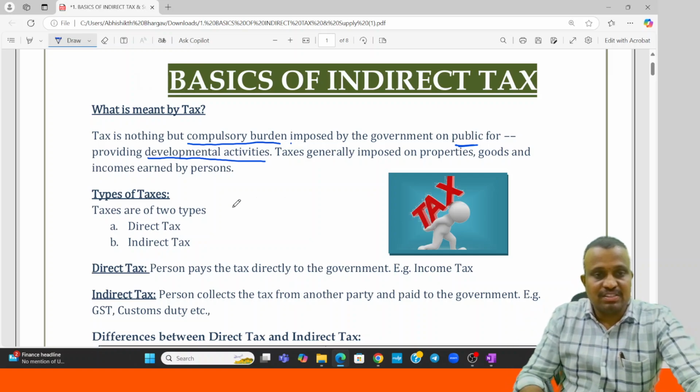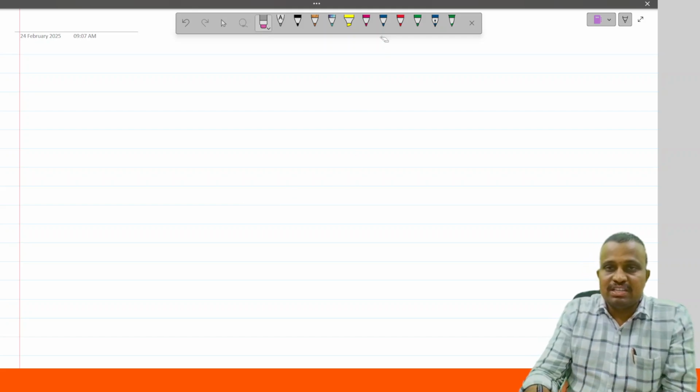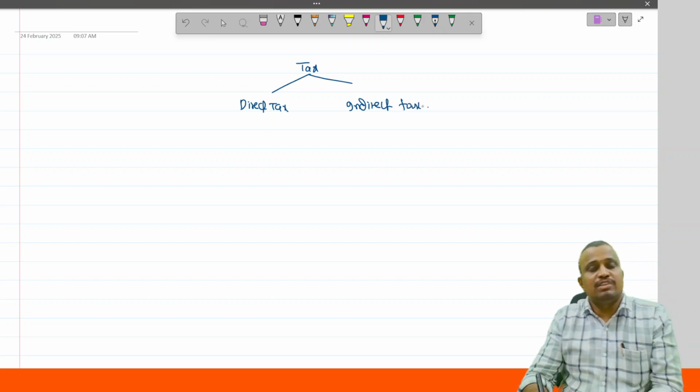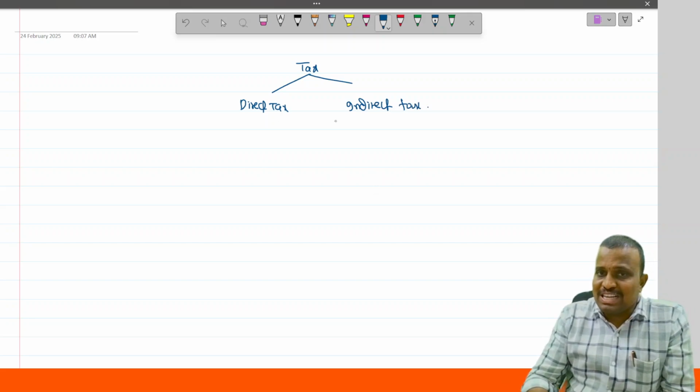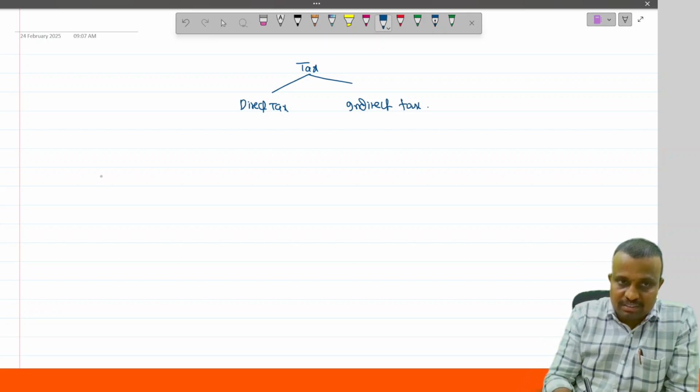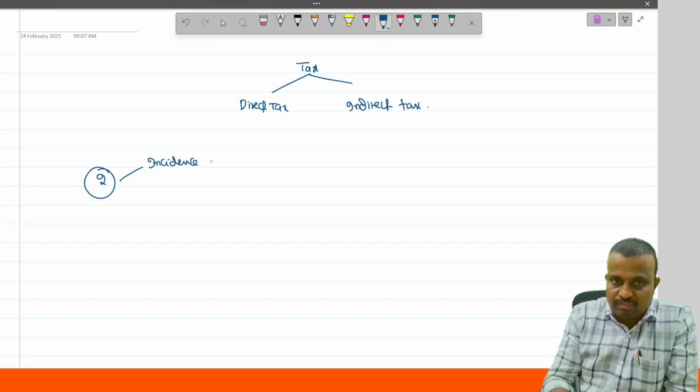And generally, these taxes are classified into two types. One is direct tax, and another one is indirect tax. This classification of taxes into direct and indirect is made based on two factors. One is incidence of the tax, and another one is impact of the tax.